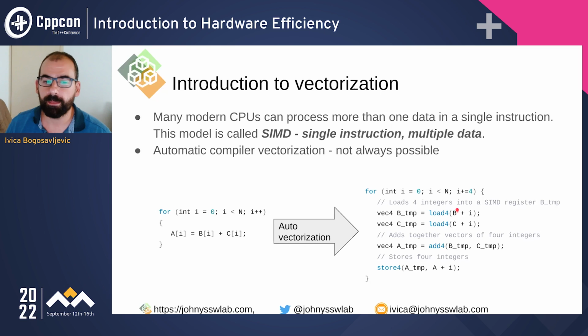It loads B of i to a vector register, btmp, and it loads C of i to a vector register, ctmp. So we have 2 vector registers holding 4 values for B and 4 values for C. Then it adds together B and C and stores the result to a vector register, atmp. And finally, it moves the data from the register atmp back to the memory, storing 4 integers. And this is the magic of vectorization. Instead of doing 1 by 1 processing, it does 4 by 4 processing. The number of instructions will typically be 4 times lower, and it will mean faster processing.